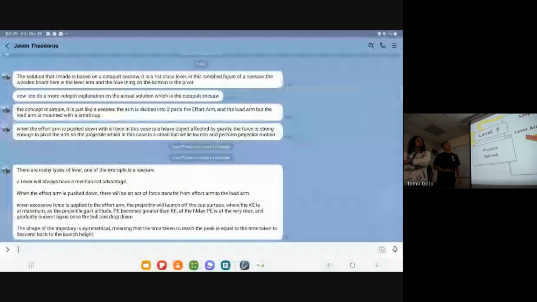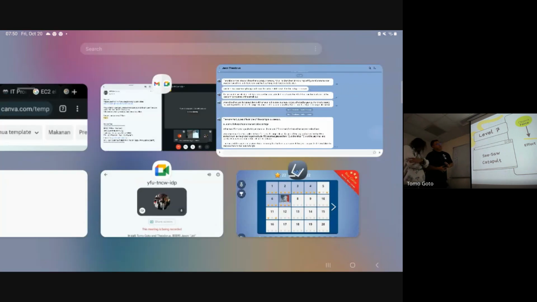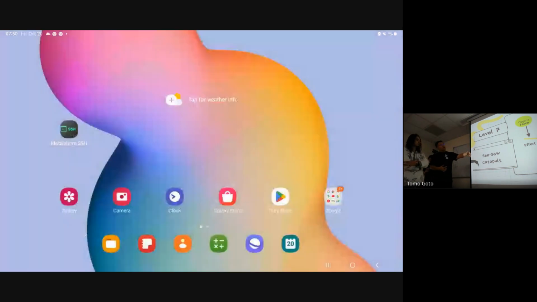There are many types of lever, but in this solution we're using a first class lever, which is the seesaw. The wooden board here is the lever arm, and the blue thing on the bottom is the pivot point. On the catapult seesaw, we can divide the arm into two sections: the effort arm and the load arm. On the effort arm, we push an object force, so the projectile on the load arm will be set in motion.